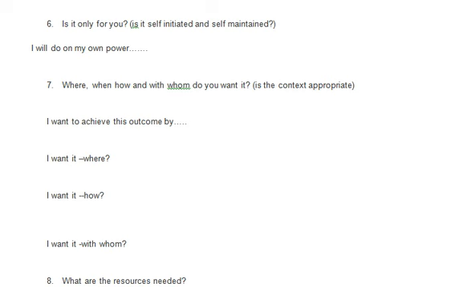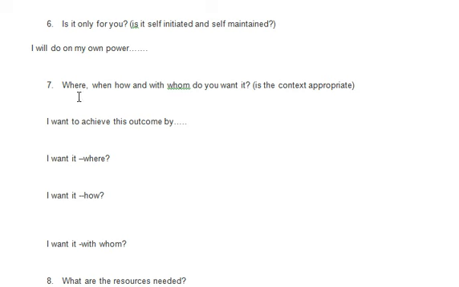Step number 6, the question is, is it only for you? Is it self-initiated? All these goals should be self-initiated. The more it depends on you, the more likely you will get this goal done as fast as possible. So you have to state that I will do this on my own power, and list all the things you will be doing on your own power towards this goal.